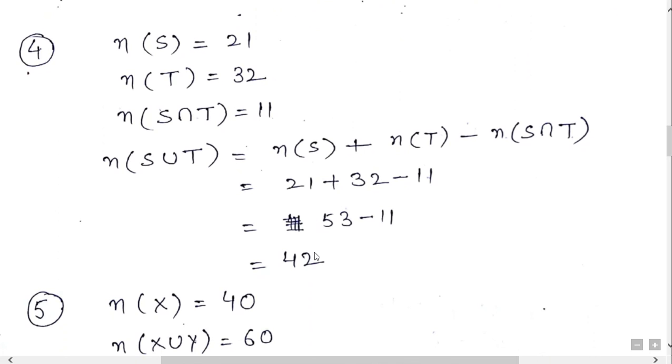In question number 4, S and T are two sets, n(S) is given to you and n(T) is given to you, then the intersection is given to you. You have to calculate the union. It's similar to the previous one: n(S) plus n(T) minus n(S intersection T). That's 21 plus 32 minus 11. It is 53 minus 11, that is 42.